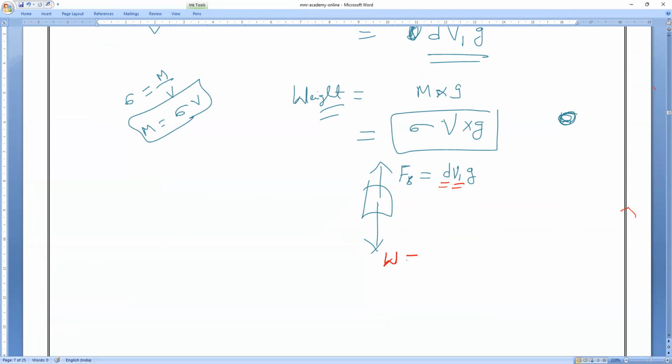Then what about the weight? Weight is equal to sigma into V into G. What is sigma, everybody? Density of a substance. This is regarding the immersed substance, and this is about the liquid where the object is immersed. That is what you have to remember. Now, with the help of these formulas, we will solve problems in the next class.